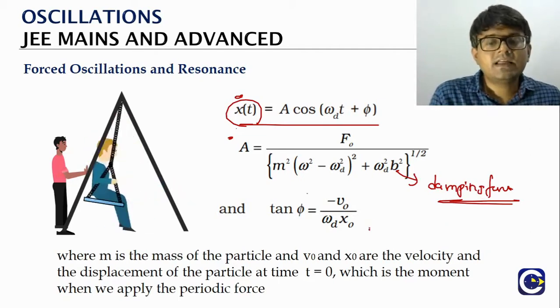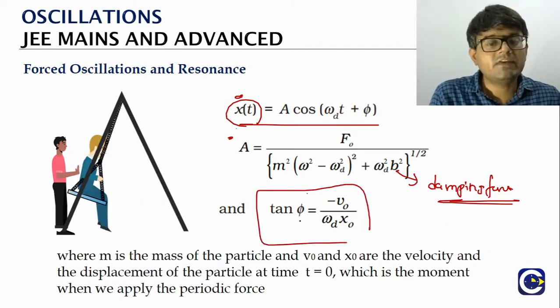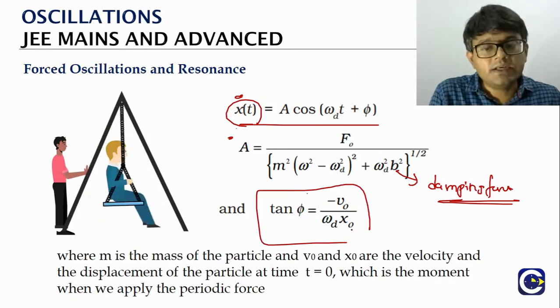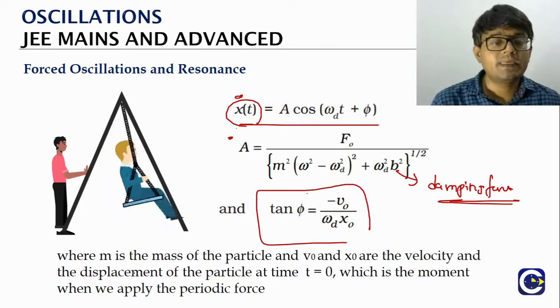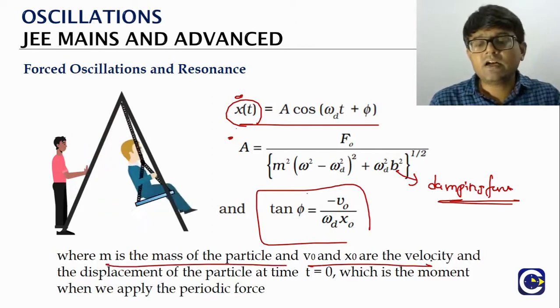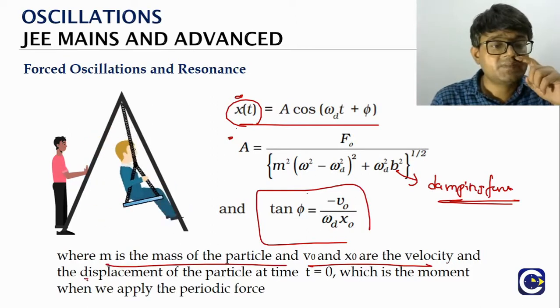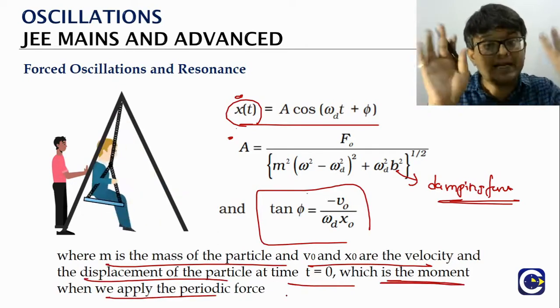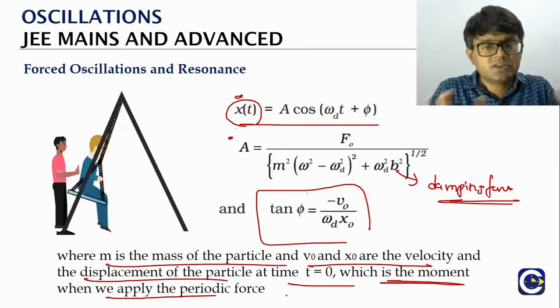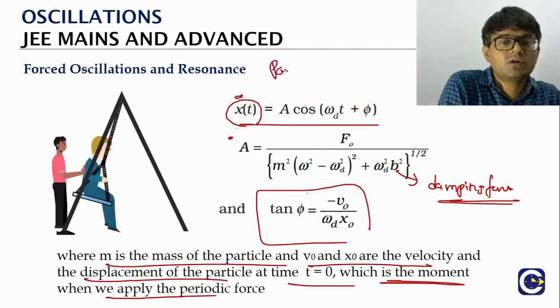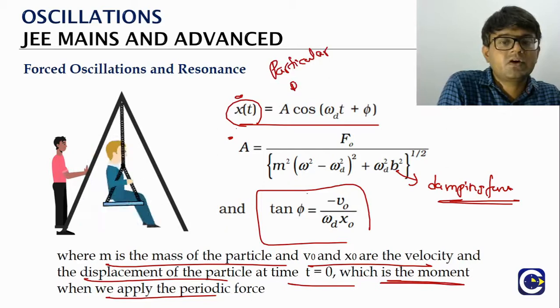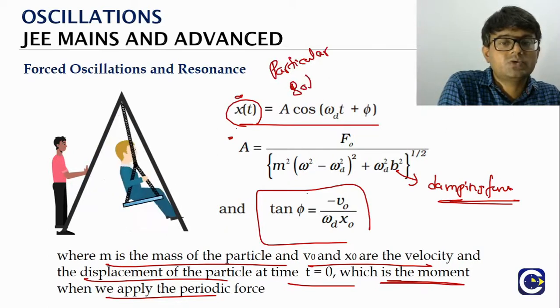Similarly, how do we get the phi value? Tan phi will be equal to minus v naught by omega d into x naught. m is the mass of the particle. v naught and x naught are the velocity and displacement of the particle at the starting time, where we will start applying this periodic force. So this is a particular solution, what we call in differential equations the particular solution.